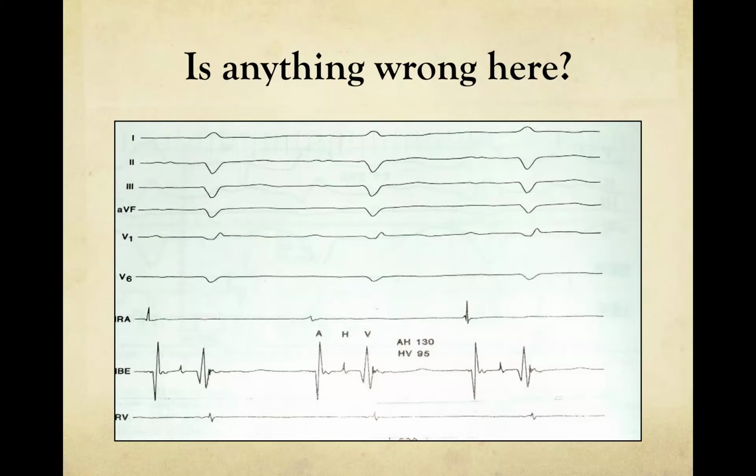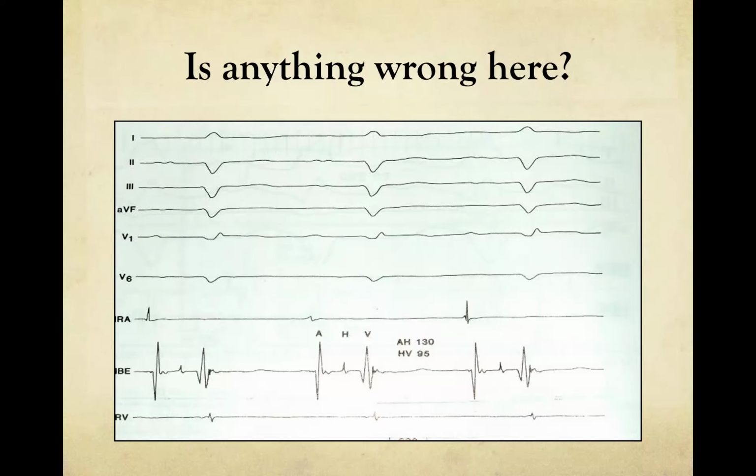So based on Ivana's correct comments to us that the normal AH is somewhere between 50 and 130 in an adult, and HV about 35 to 55 milliseconds, is this an AV nodal problem, an infrahisian problem, or both? What do you think? The AH interval seems to be within the normal limit. And the HV is like 95, so that's prolonged. So I would say something to do with the His bundle and below the His bundle. Right.